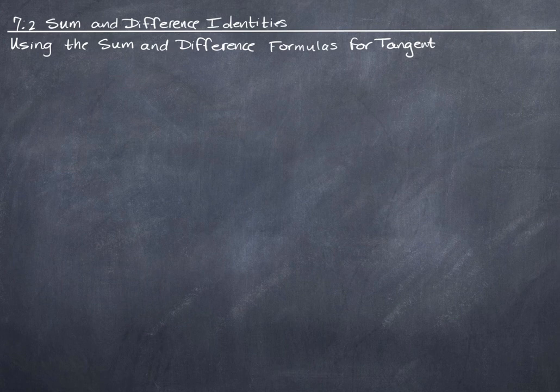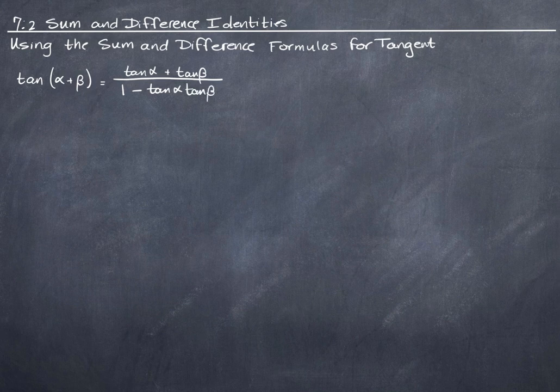The sum and difference formulas for tangent are as follows. The tangent of alpha plus beta is equal to the tangent of alpha plus the tangent of beta. Notice that those two signs are the same, all over 1 minus the product of the tangent of alpha and the tangent of beta. And that sign has changed.